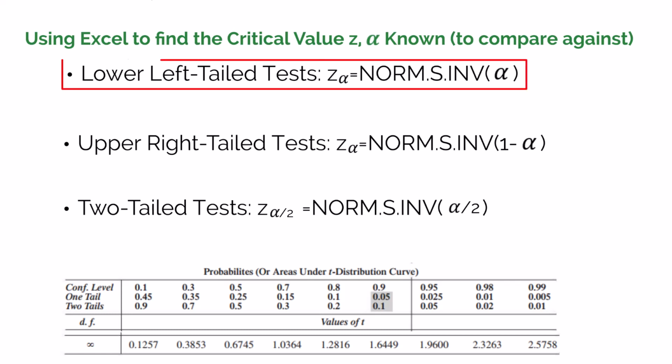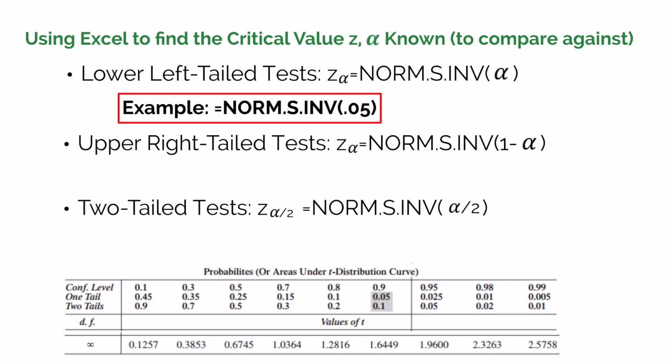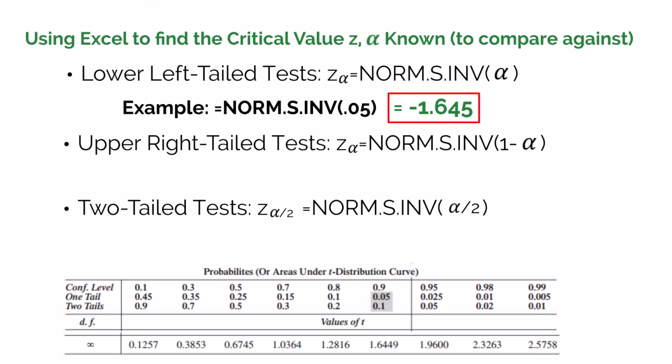For a lower, left-tailed test, we will use the NORM.S.INV function in Excel, and we will simply input the alpha since we're interested in the region on the left side of the curve. So for example, to get the critical Z value for a 0.05 alpha, we will input equals NORM.S.INV and 0.05, and we get a negative 1.645. The negative number is a sign that you did it correctly since we're on the left side of the curve.